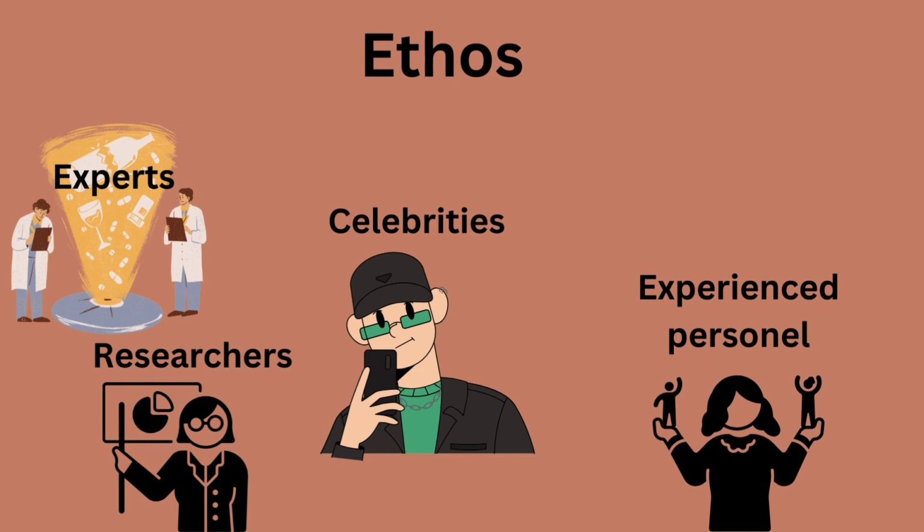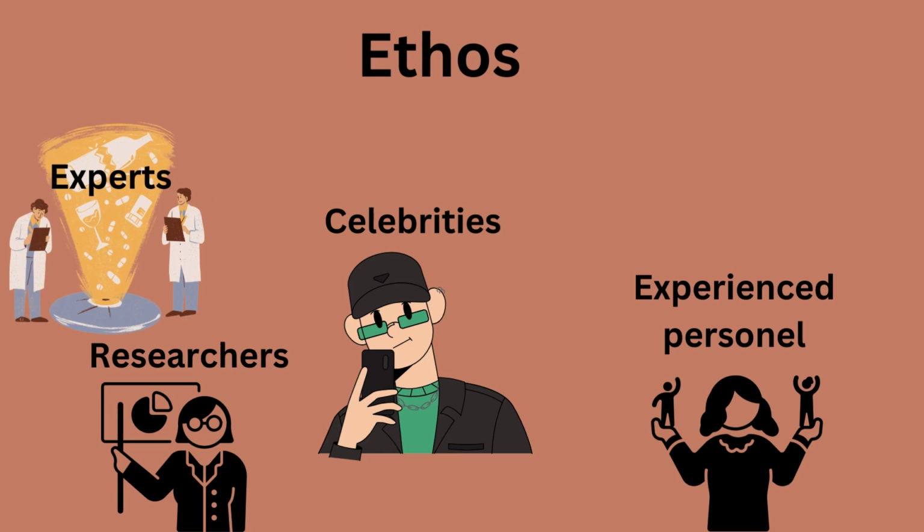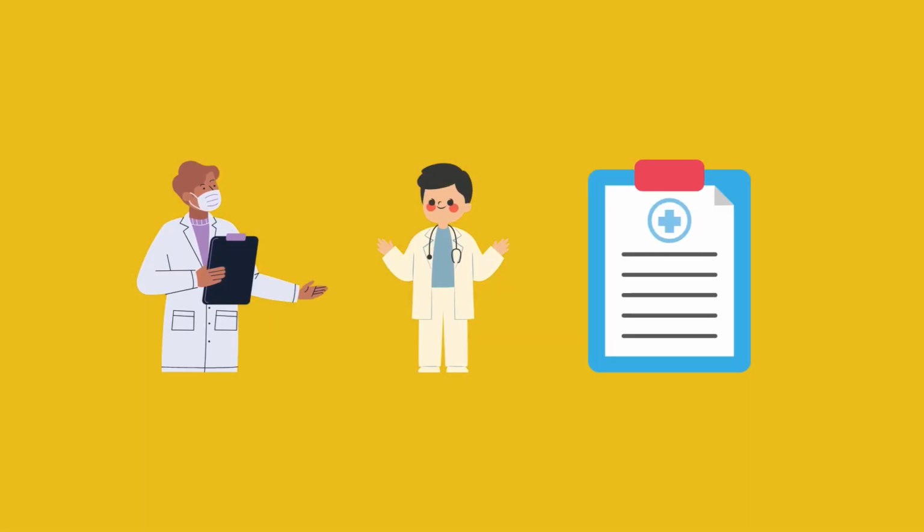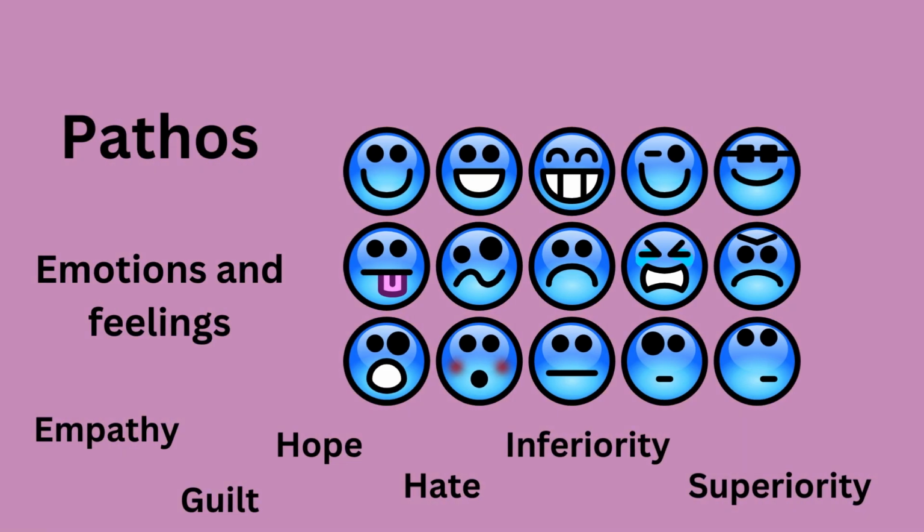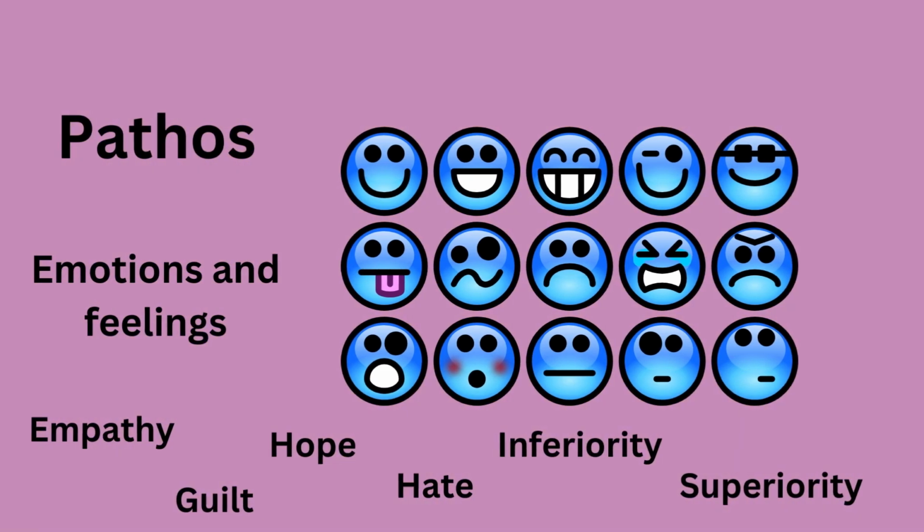Ethos is when you showcase your expertise, experience, or reputation, or endorse someone credible to build trust with your audience and make them more likely to accept your message. Example: a doctor advocating for a new cancer treatment might mention the years of research and successful case studies to build ethos. Pathos is when you use emotions and feelings to persuade.